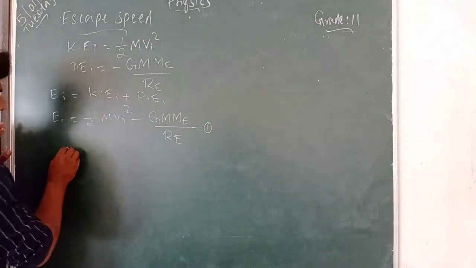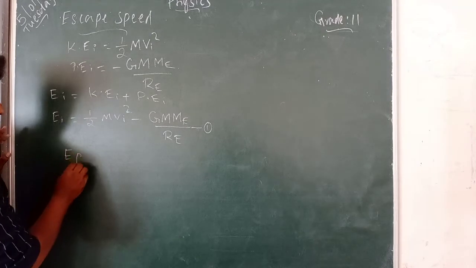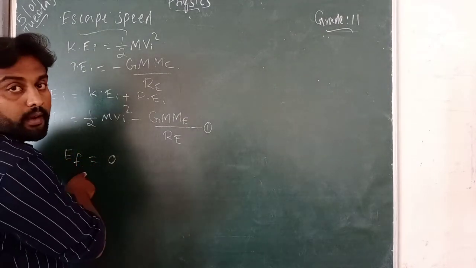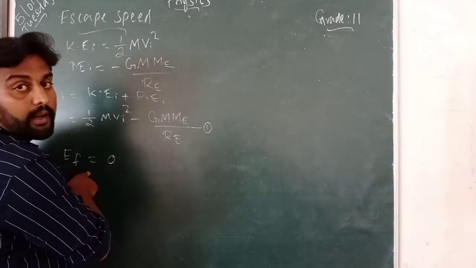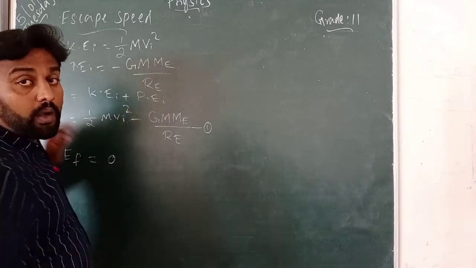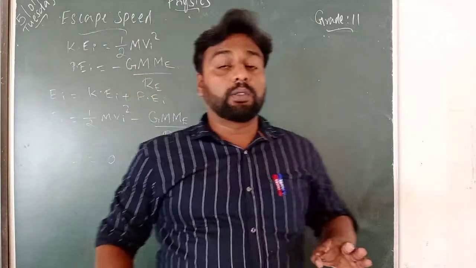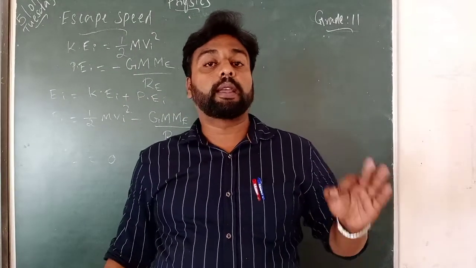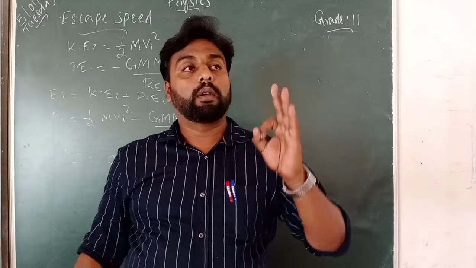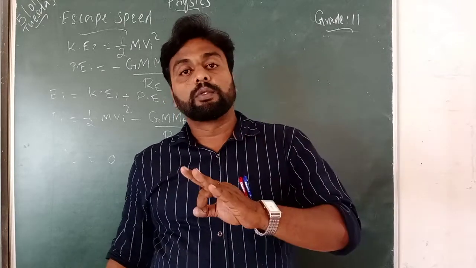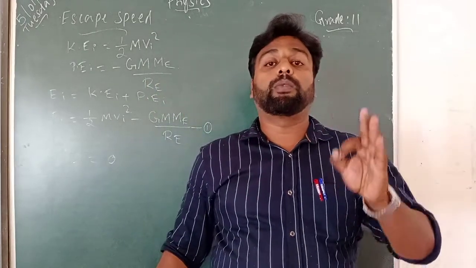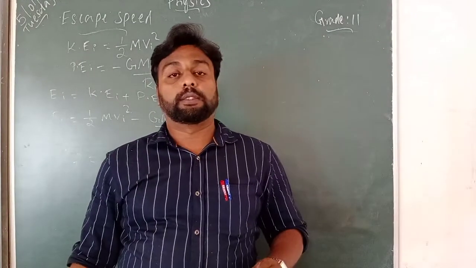0. So you can get EF is equal to 0. This is the total final energy. Now according to the law of conservation of energy, energy cannot be made or destroyed. It can be changed from one form of energy to another form of energy.